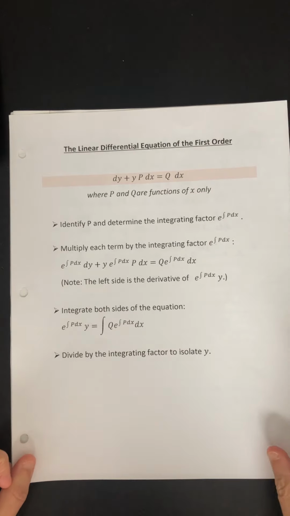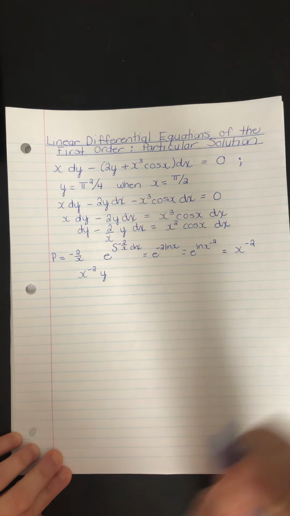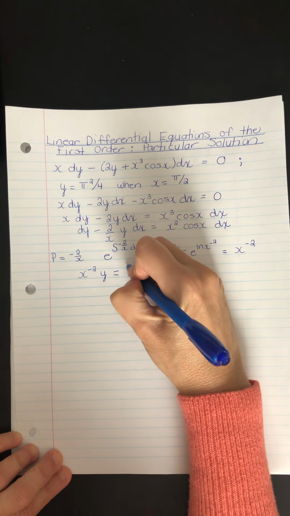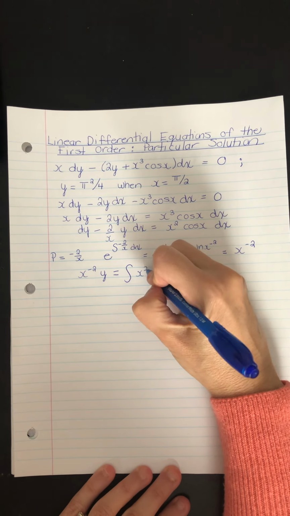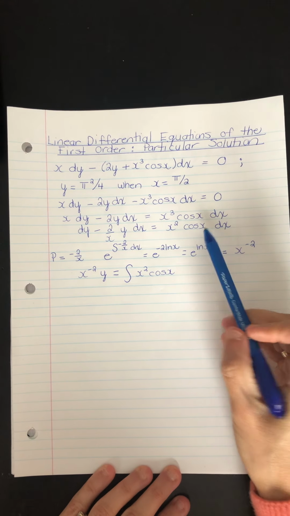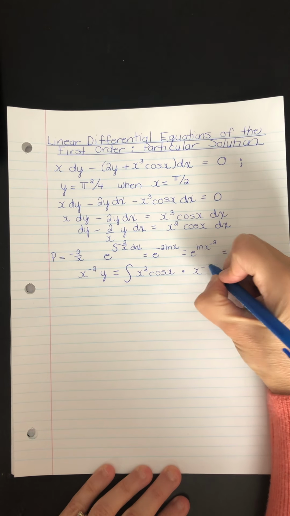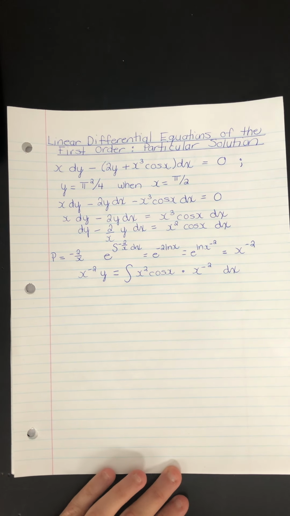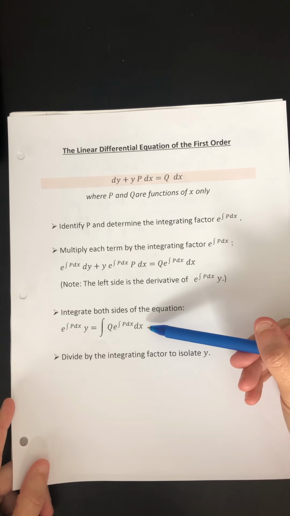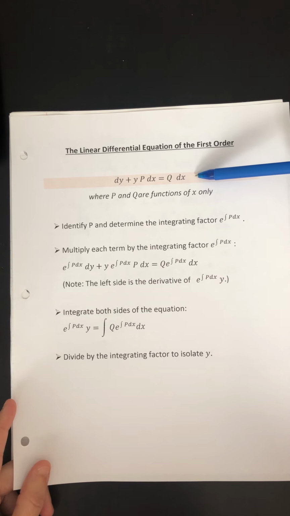Again, the left side is the integrating factor multiplied by y. Put in your equal sign and your integral sign. Here we need the original function q, which is x squared cos x. That's q. It is multiplied by the integrating factor before integrating with respect to x. So we've perfectly got this set up in accordance with this equation here, which works every time the original is of this form.